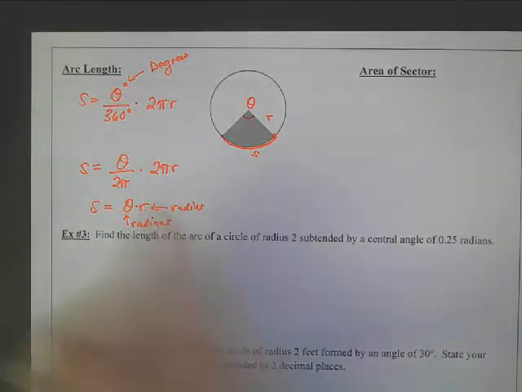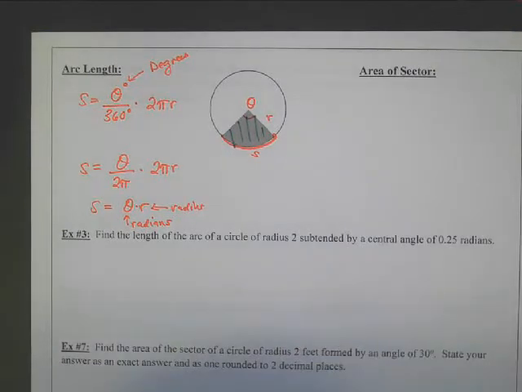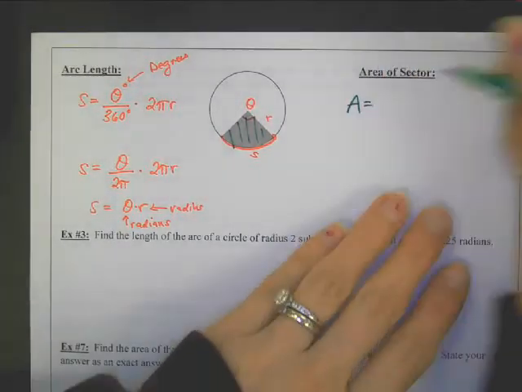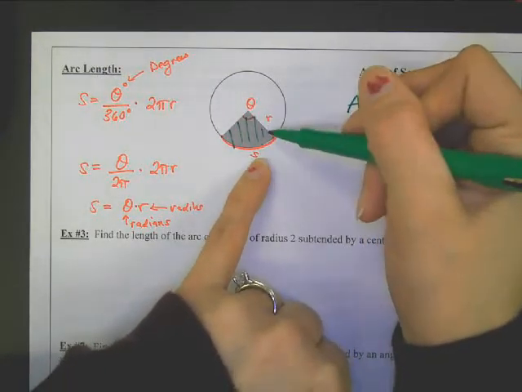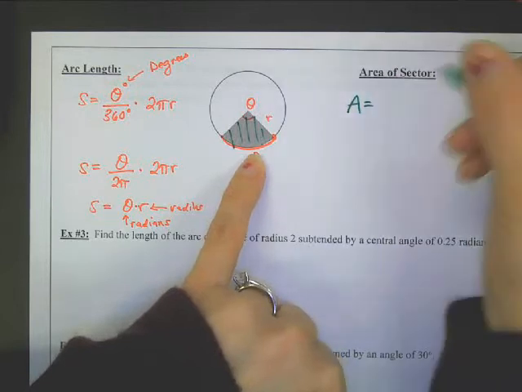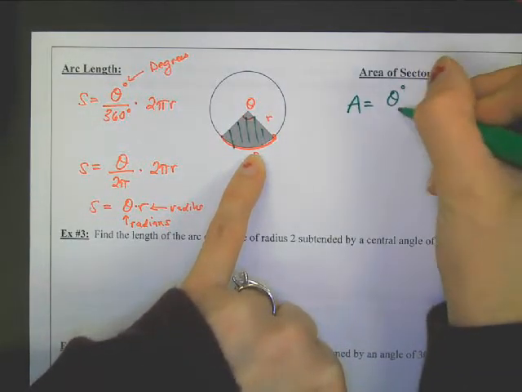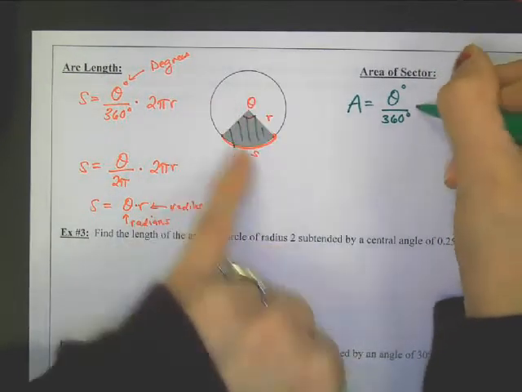Okay, let's talk about the area now. How much area is in this little slice of pizza? It's going to be done the same way, same process. This is not the entire circle. It's not half the area. It may not even be a quarter of the area, but it's certainly a fraction. It's theta degrees out of 360. It's a fraction of the area.